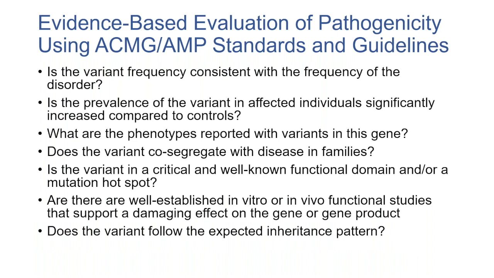So here's just some of the evidence that we're typically looking for. Certainly there are lots of ACMG criteria, but I find these are the things that really push a variant out of the variant of uncertain significance space into likely pathogenic, or move it into likely benign.